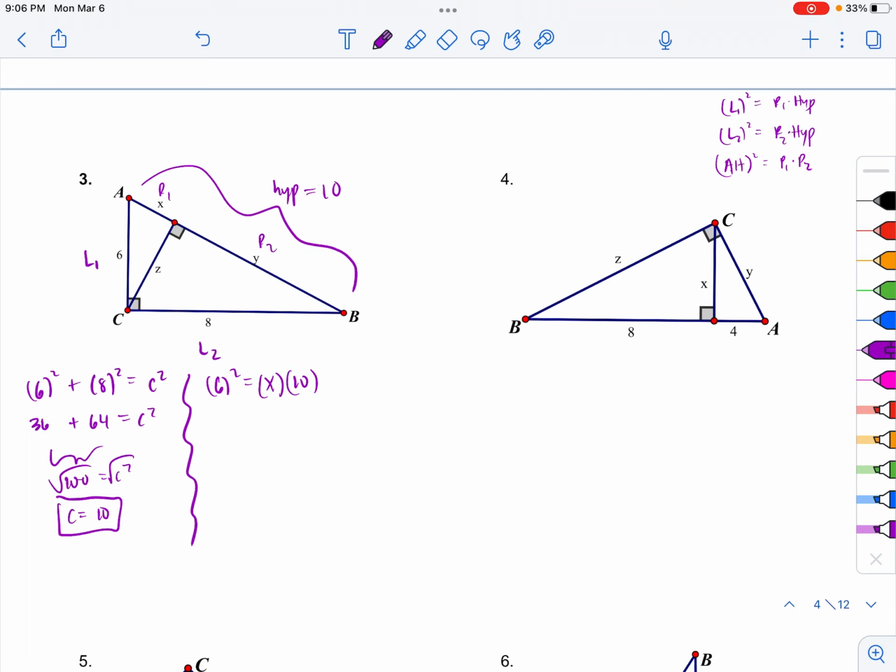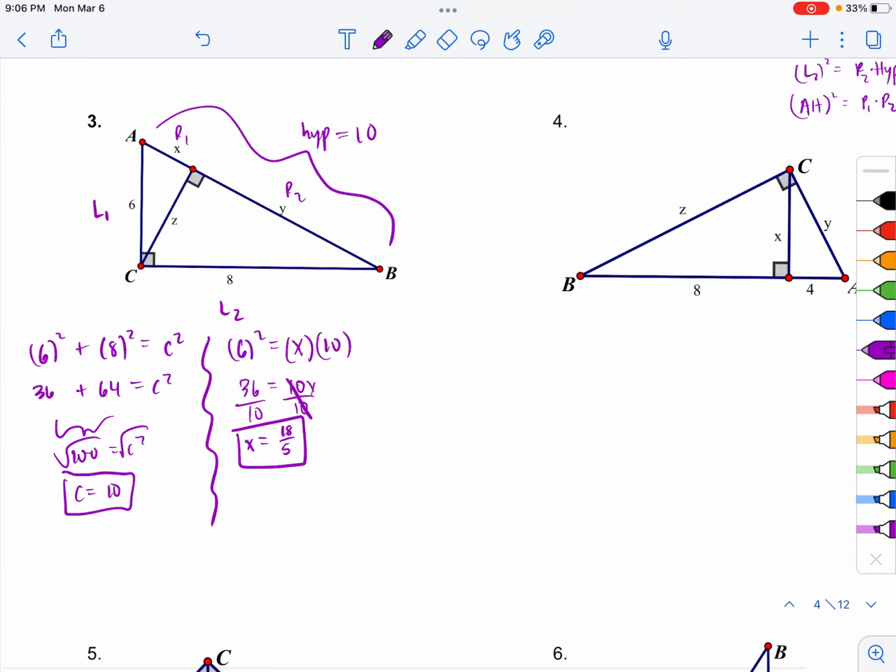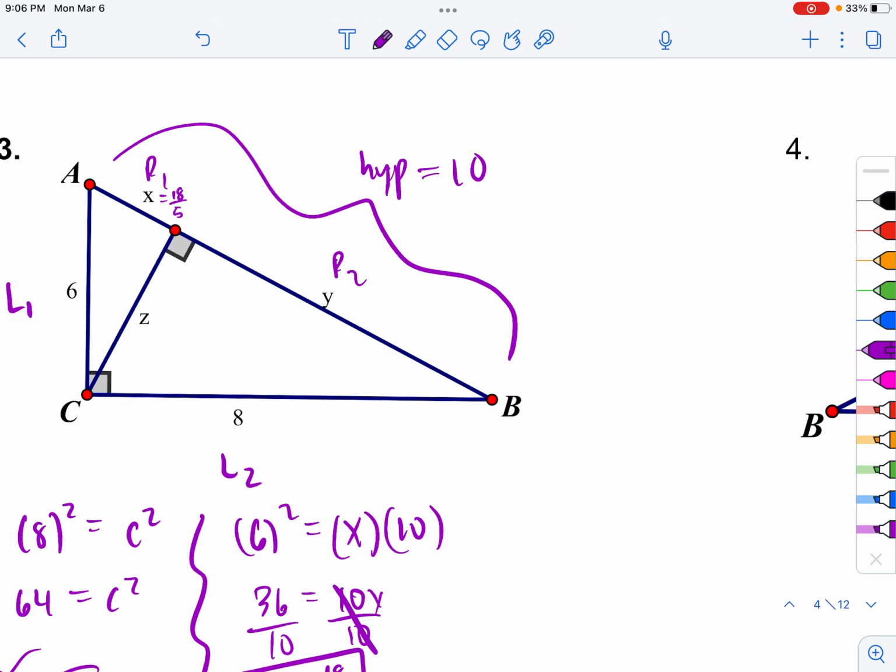Okay. We get 6 squared, which is 36, is equal to 10x. Divide both sides by 10, and I would definitely leave these in fraction form, just reduce them. So we should get x is equal to 18 over 5. Now, we could do one of two things here. We know that now that this part 1 is equal to 18 over 5. We could always find the difference between 10 and 18 over 5 to calculate what the other part is.